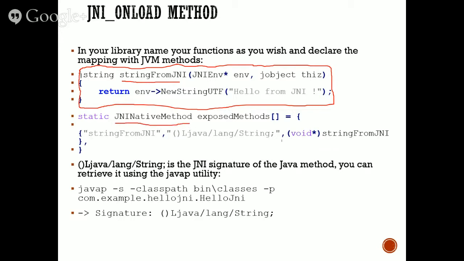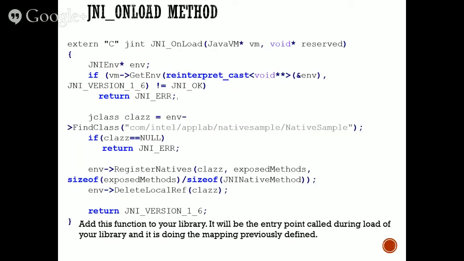wherein you are loading all the native methods which you are exposing, and using the JNI onload function, you are registering the array. You are telling the JNI runtime that these are the methods which are exposed to my Java class, so these are the methods which can be used in the Java class. And this JNI onload function has to be implemented in your C++ file.